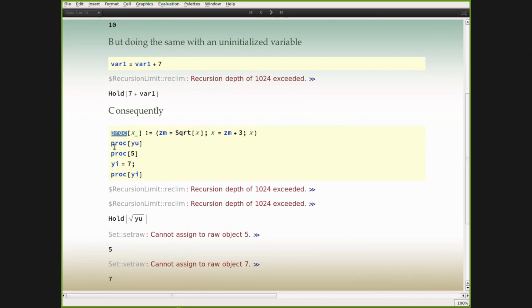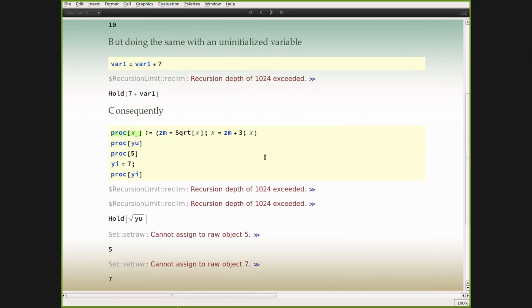Here we have defined the prots function, which has a single expression argument, which we will call x, and it consists of a sequence of 3 operations. First, we have to substitute the square root of x to variable zm. Look, this will be a global variable here because we are grouping with the parentheses. If we would like to have it as a local one, we would have to use the Module function. Then we want to set x as this variable plus 3, and then just return x.